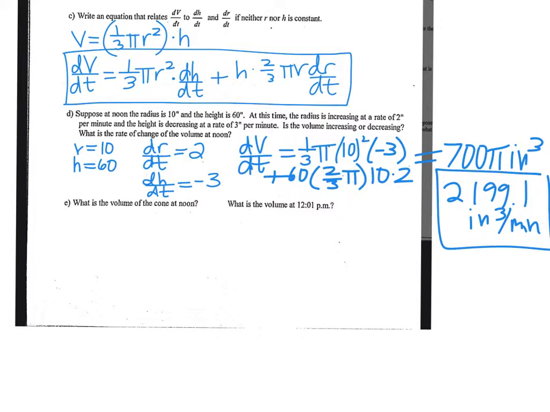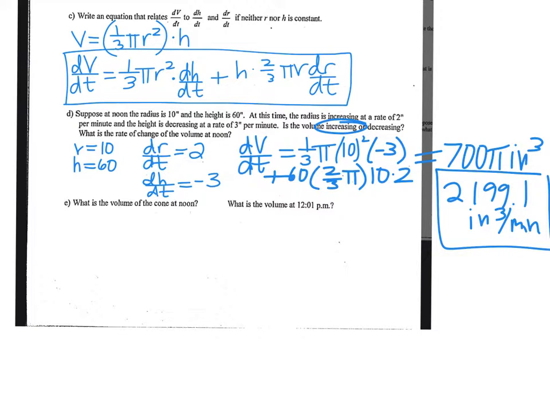How did you get 2,199? Plugged it all in. You just multiplied 700 by pi, right? Yep. And since it's positive, that means it's increasing? Yep. If it were negative, it would be decreasing. So this would be increasing at that rate of change.